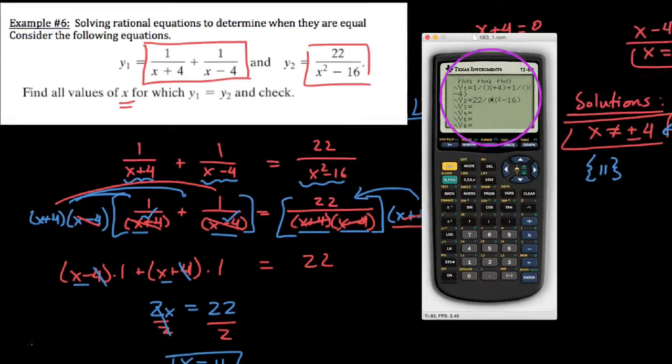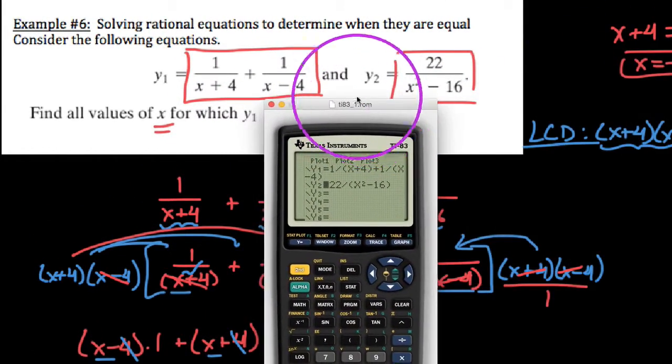So the last thing I want to do is I actually went and took these two equations and typed this one in for y1 on my calculator. Notice I used a lot of parentheses, 1 over the quantity x plus 4 plus 1 over the quantity x minus 4. And then I typed this in for y2, which is 22 over the quantity x squared minus 16.